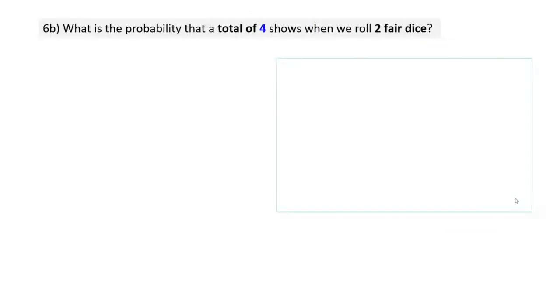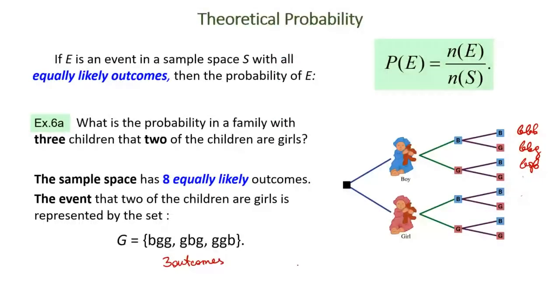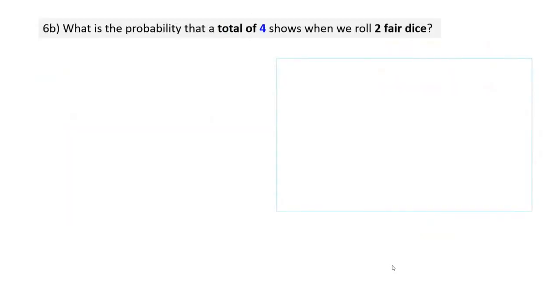So the probability of this event, 2 girls, is 3/8. Number of outcomes in the event over number of outcomes in the sample space.